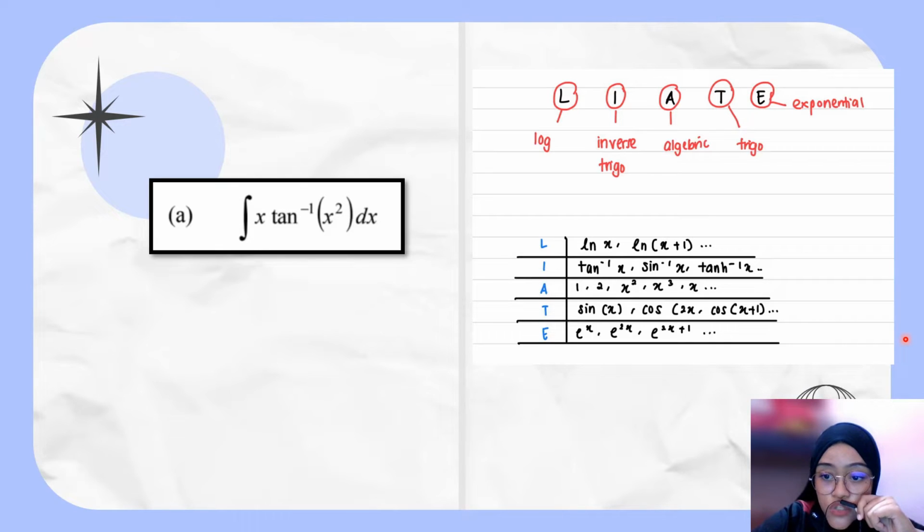First of all, we need to use the LIATE rule for this integration by parts technique. We use this rule to determine which function should be u and dv. As you can see here, this is an example of the LIATE rule. The example given is LIATE.